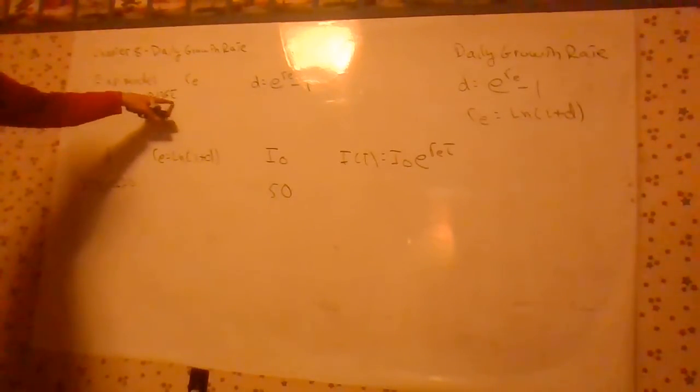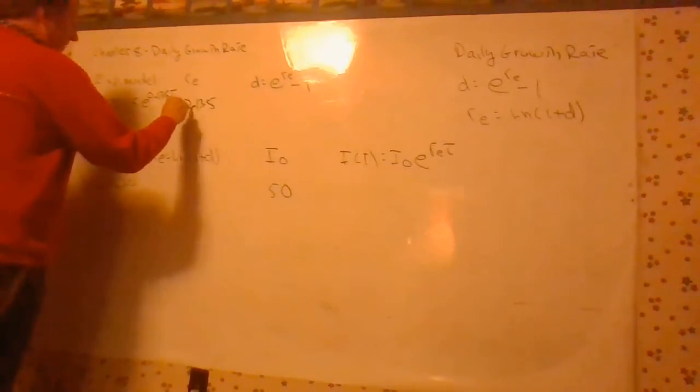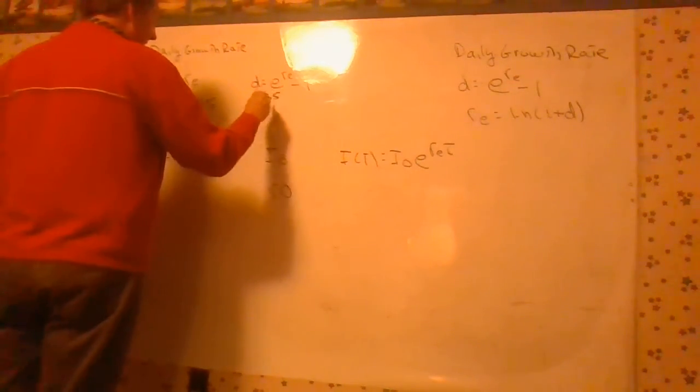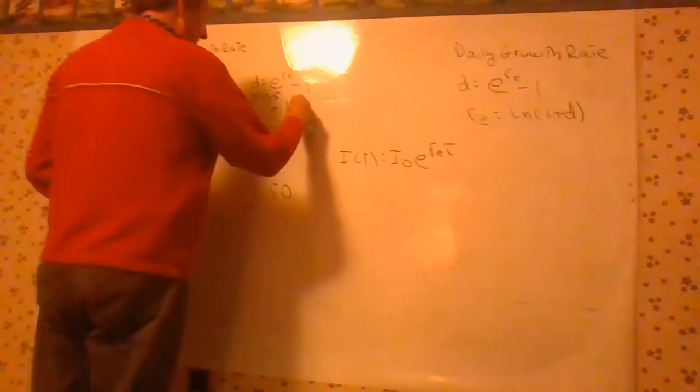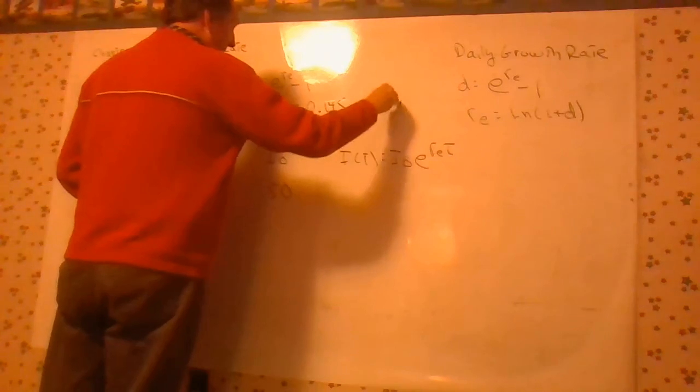So in this case, we have this model, 15e to the 0.135t. r sub e is 0.135. And we can get the daily growth rate is e to the 0.135 minus 1 equals. Okay, let's go ahead and calculate that. And we get 0.145, which is 14.5%.